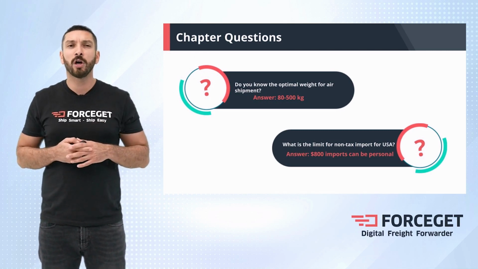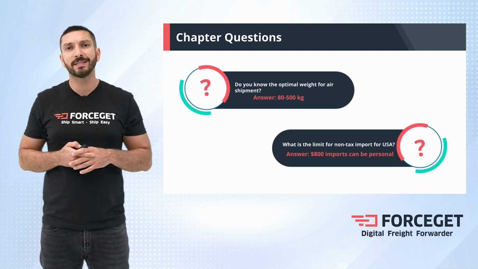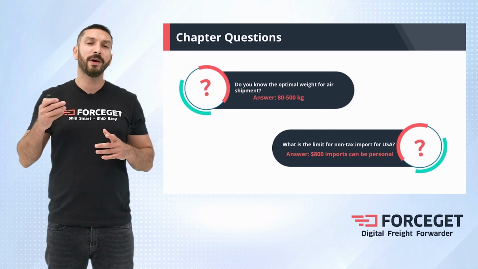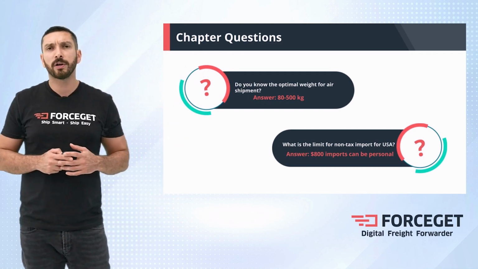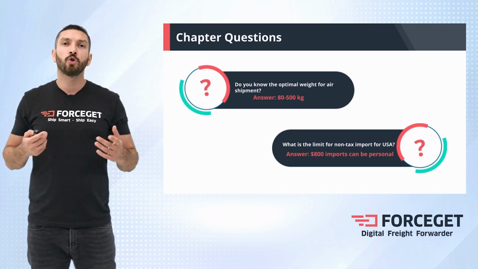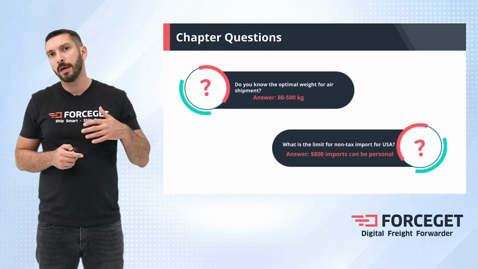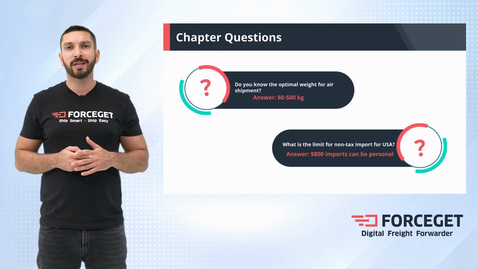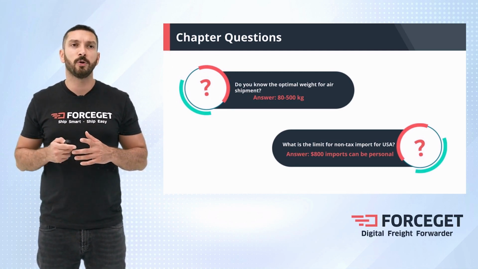So what is the limit for non-import tax for the US? That's $800. Below $800, if you declare the product value $500, $600, normally customs will not check the product. It just goes through. So this way you can save a lot of money and time with your small shipments.